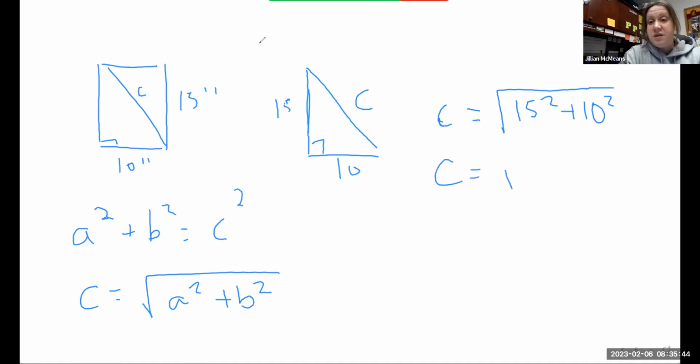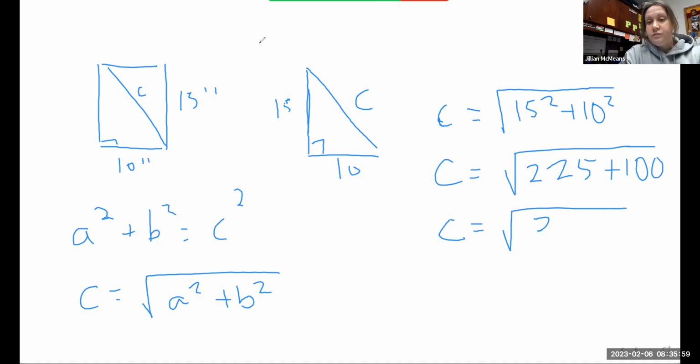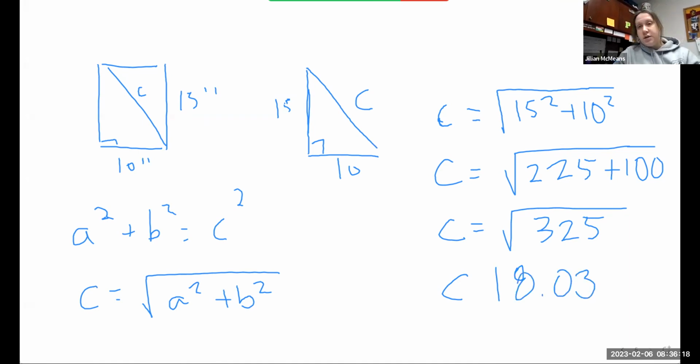But first we want to take care of what's inside. 15 squared is 225, plus 100. That's just squaring both of those numbers, and then adding. 225 plus 100 is 325. Finally, you take the square root of that, which is some icky number. We get 18.0277568, so I'm going to say 18.03. Okay, let's go back to Moodle.